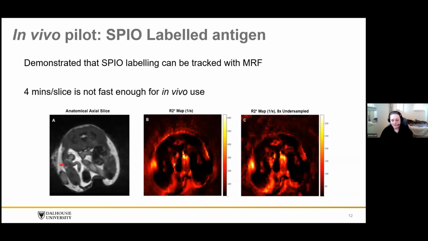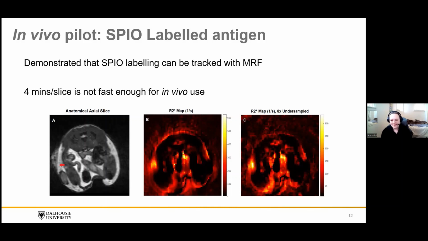And so we did some in vivo tests, and our pilot in vivo data of the MRF with T2 star sensitivity shows promise, with a mouse receiving a subcutaneous injection of SPIO labeled antigen in the right flank 2 weeks prior to imaging. MRF was able to show that R2 star maps show an increase at the site of injection, as well as showing similar robustness to undersampling as the in vitro results.